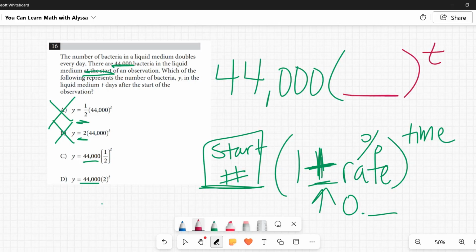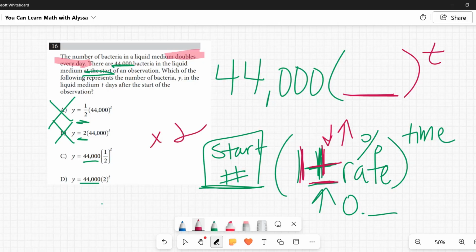What really matters in this case is just the rate. Now, is it decreasing or is it increasing? Remember, 1 plus something is going to be increasing. 1 minus something is decreasing. So if it's greater than 1, increasing, less than 1, decreasing. I say that because if we look over here, we only have 2 options. One is less than 1, one is greater than 1. So technically, we don't even have to figure out what the actual rate is. We can just say, is it increasing or decreasing? Well, up here it says it doubles every day. That's an increase. It is doubling.